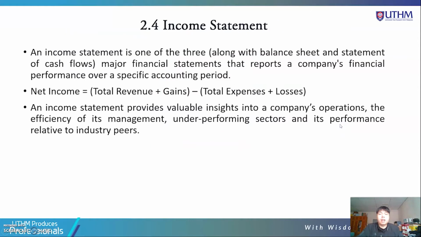Next, I will briefly explain the income statement. The income statement is one of the three major financial statements that report a company's financial performance over a specific accounting period. Net income equals total revenue plus gains minus the total of expenses combined with losses. An income statement provides valuable insights into a company's operations, the efficiency of its management, underperforming sectors, and its performance relative to industry peers.